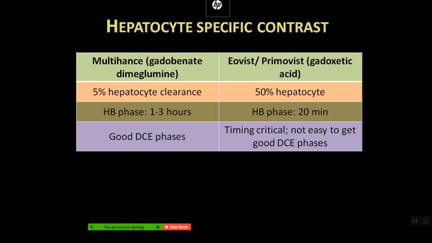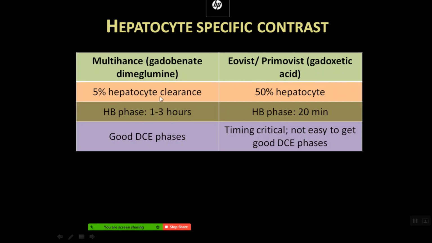So if you want to do an Eovist scan, if you actually have Eovist, you will start with a few T2 weighted sequences, then run the dynamics. After that, you will do your diffusion and so on while waiting for the 20 minutes, and then you'll do the 20-minute phase. So within this entire 20 minutes, you can finish the scan. But it's not easy to get good dynamic contrast enhanced images. Okay, so that's a drawback.